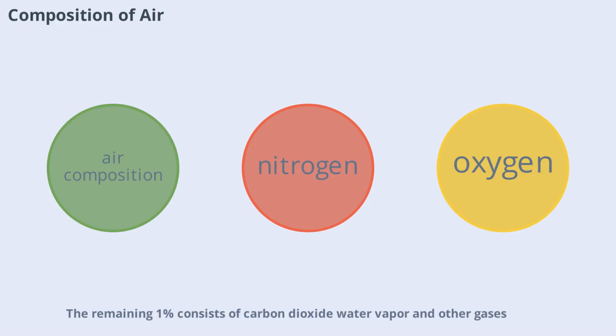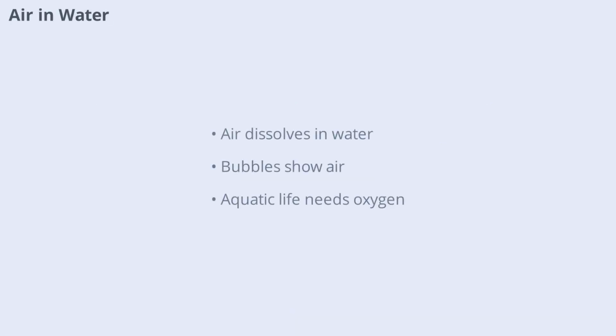Air is mainly composed of nitrogen and oxygen, making up 99% of its volume. The remaining 1% consists of carbon dioxide, water vapor, and other gases. Dust particles may also be present. The exact composition can vary from place to place and over time, but nitrogen and oxygen are always the major components.